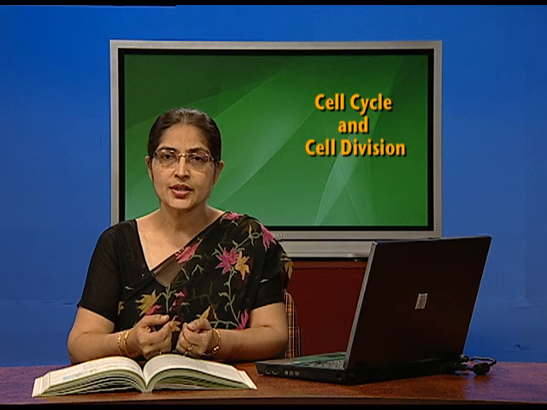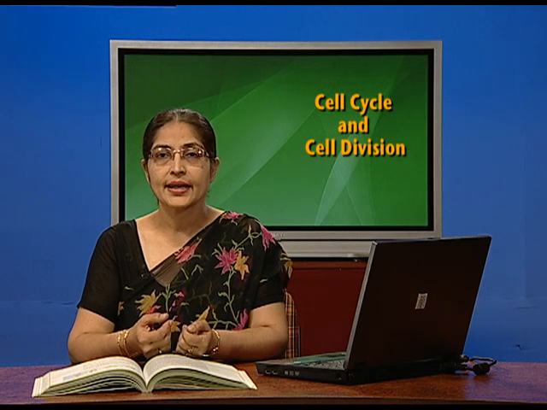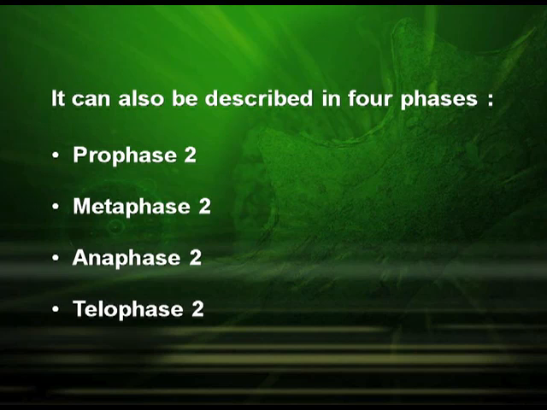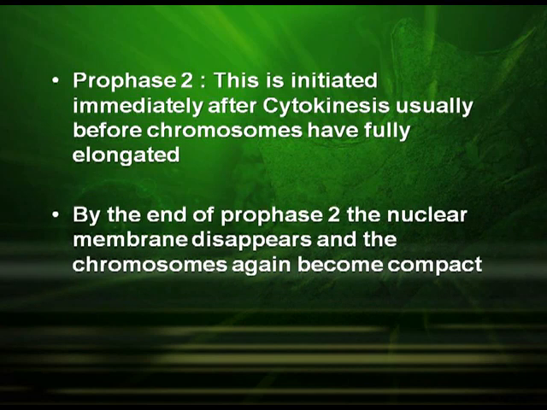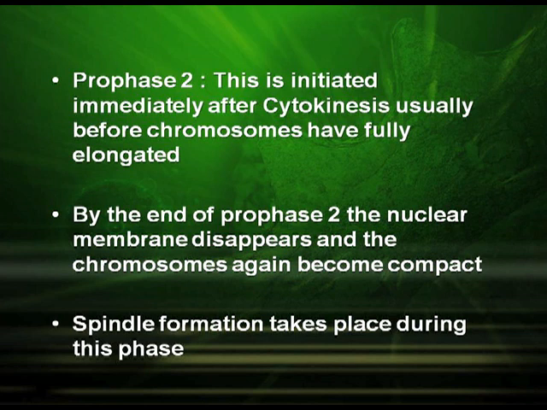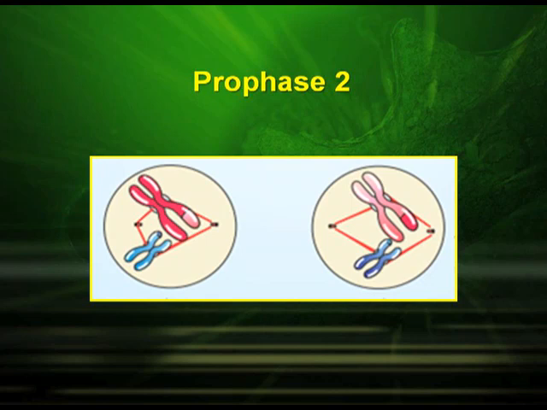Meiosis 2 can also be described in 4 phases, namely prophase 2, metaphase 2, anaphase 2 and telophase 2. Prophase 2 is initiated immediately after cytokinesis, usually before chromosomes have fully elongated. By the end of prophase 2, the nuclear membrane disappears and the chromosomes again become compact. Spindle formation is initiated and takes place during this phase. Prophase 2 can be diagrammatically depicted as shown here.